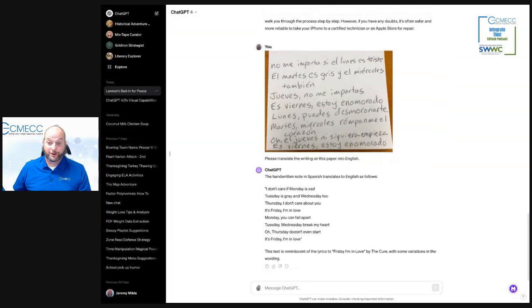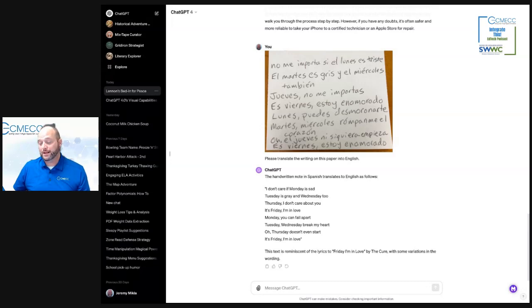But I do know where it came from. It was from the song by The Cure, Friday I'm in Love. And while it might have missed a word or two, like "I don't care if Monday's sad instead of blue, Tuesday's gray and Wednesday too," you could see that it did really well recognizing my handwriting in a foreign language and translating it into English. So a couple of these things are pretty powerful. There are definitely other things you can do with them as well.